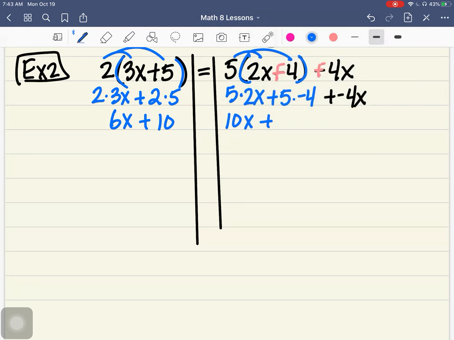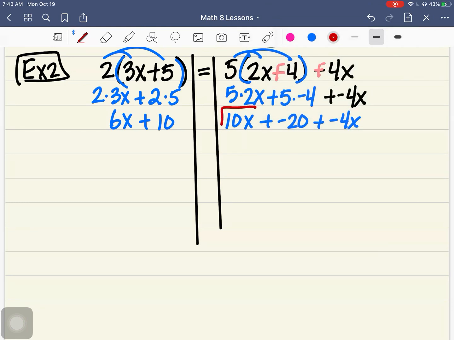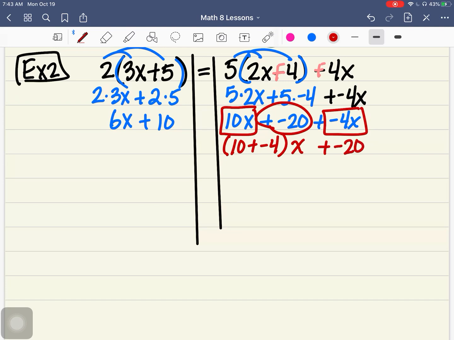So I get 10x plus negative 20 plus this negative 4x. Unfortunately, we're not done here because I have a 10x and a negative 4x. These are like terms, so I can combine them. I can put the coefficients together: 10 plus a negative 4, those are all going to be x's. Don't forget about this plus negative 20. So I get 6x plus negative 20. Now the right side is simplified. So I'm just going to bring down the left side so that they're all in the same line.